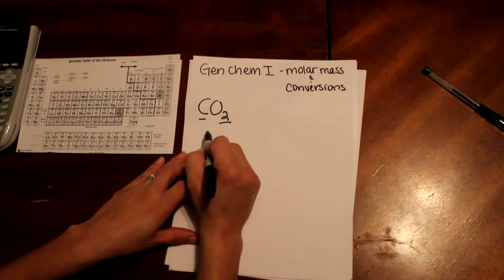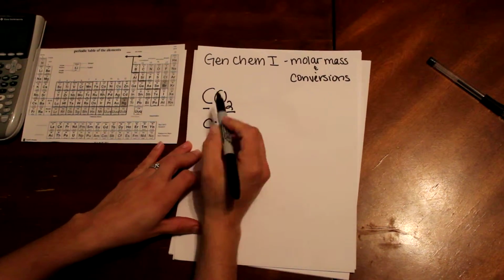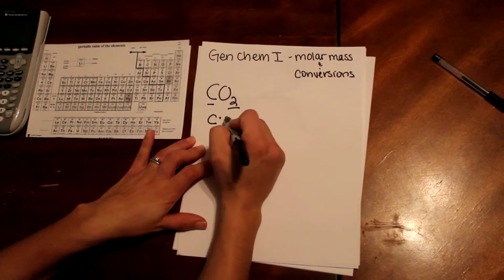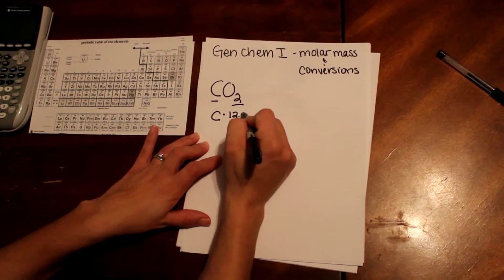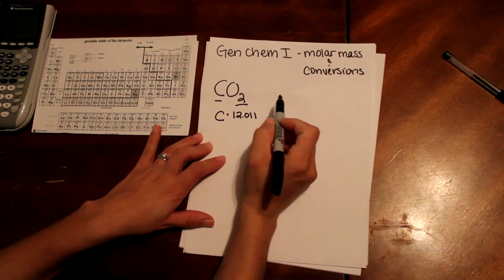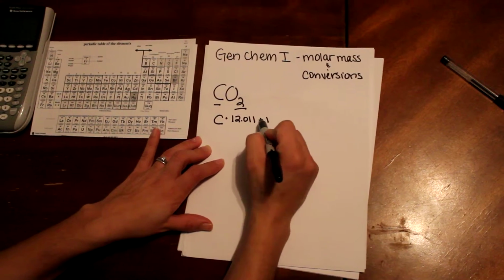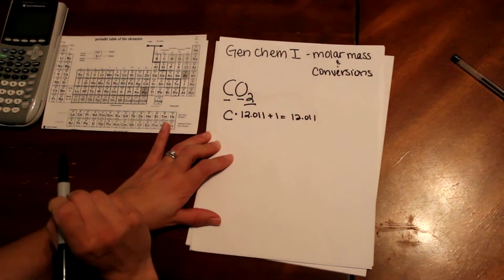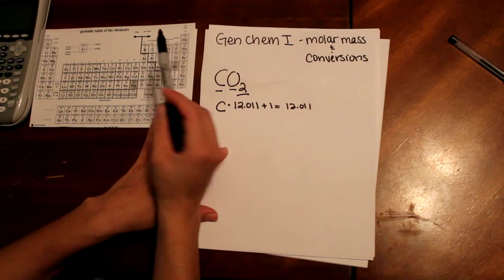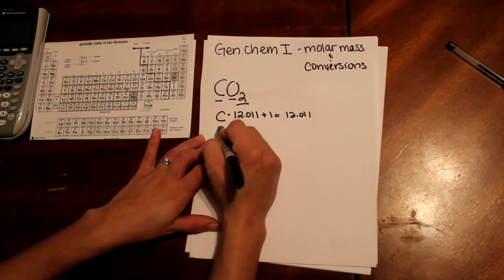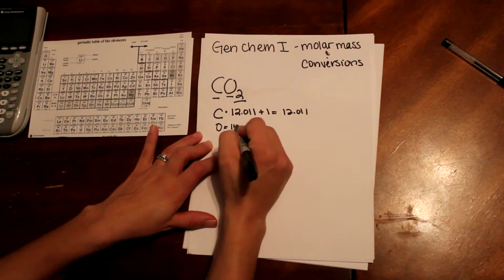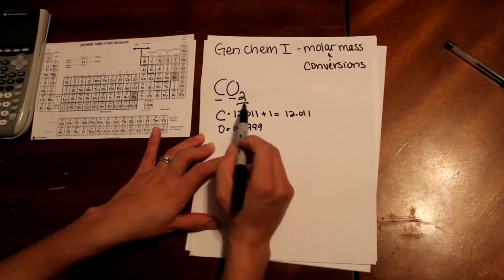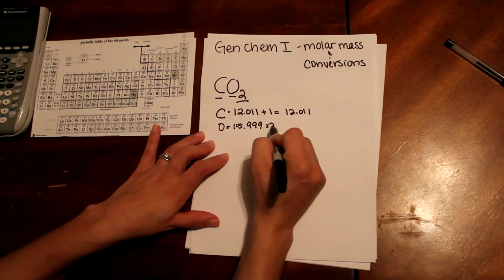So you take your carbon and you go to your handy dandy periodic table and you look at the atomic weight, and you see it's 12.011. You multiply that by 1 and that is going to equal 12.011. Now you go look at your oxygen. Oxygen is 15.999, but you're going to multiply that by 2 because you have 2 oxygens.